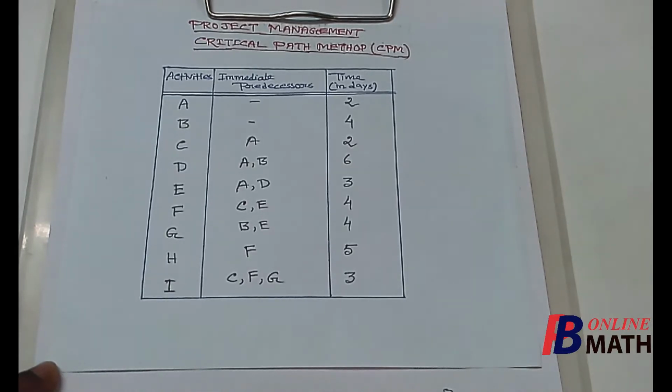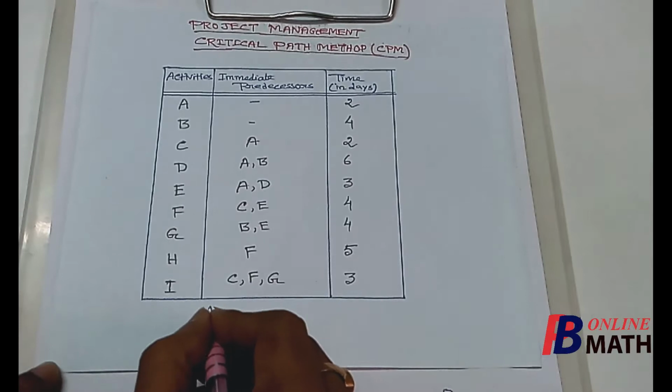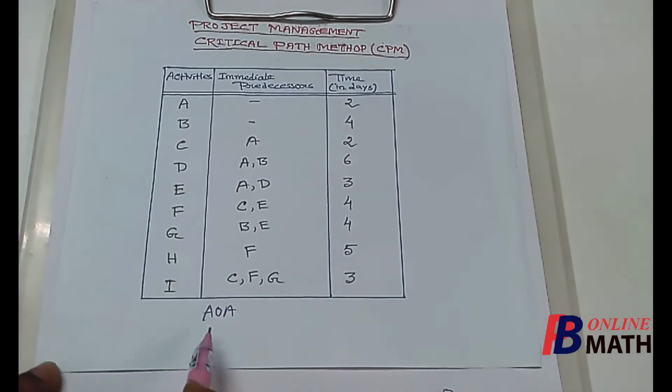So our target is to minimize the total time required to complete the project, and we shall use the critical path method to find this. For that, we have to express this project in terms of a network. Now there are two ways to express this project in terms of a network. One is called AOA, that means activities on arcs.